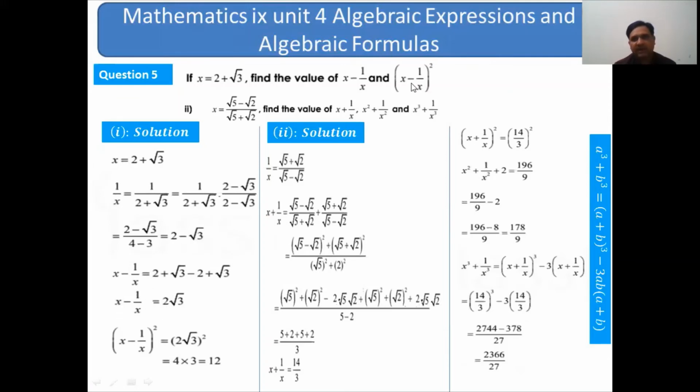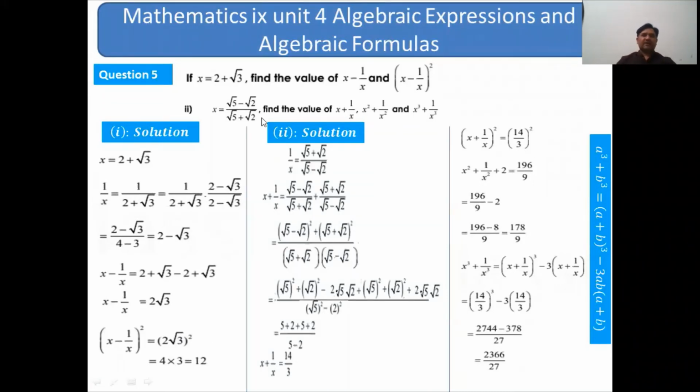Now we have to find the value of x minus 1 by x whole square. So just taking the square on both sides. By taking the square on the right hand side, 2 square is 4, and square root of 3 whole square is 3. So 4 times 3 is 12. So we have x minus 1 by x whole square is equal to 12.